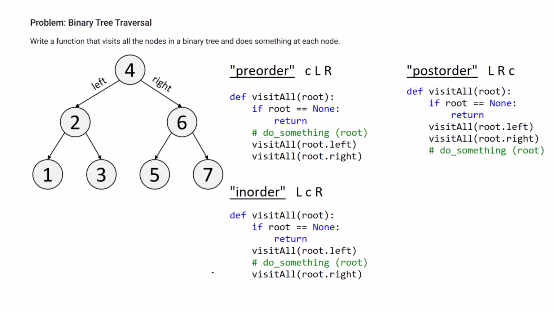If you put do something in the middle, it's called an in-order traversal because we're first visiting all of the nodes to the left and doing something on all of them, and then we're doing something on the current node, and then we're doing something on all the nodes to the right. And so we're kind of doing things in order, hence the name.